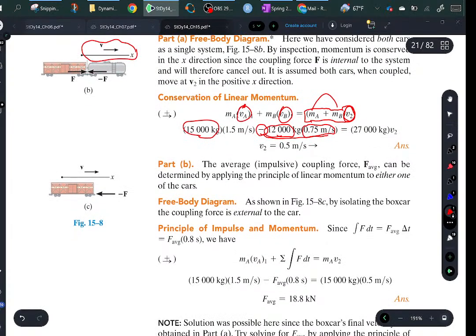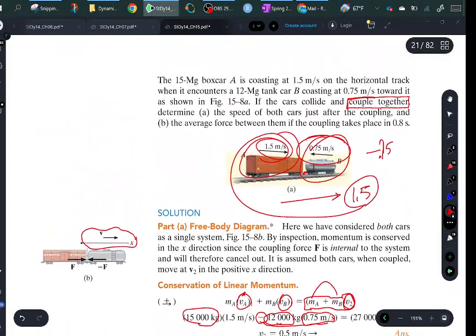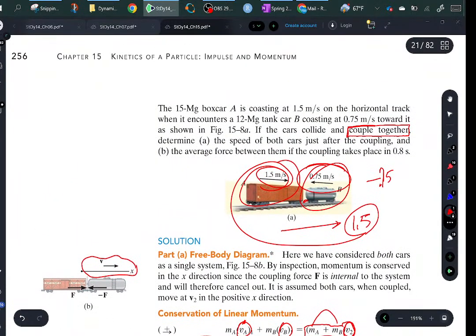Now, you could say, okay, here's the key. Now that you've got that, he said part D, find the average impulse, but you've got to be told how long the impulse, the average force between them, the coupling takes place: 0.8 seconds. This, you would have to have high-speed photography in order to pick that up.